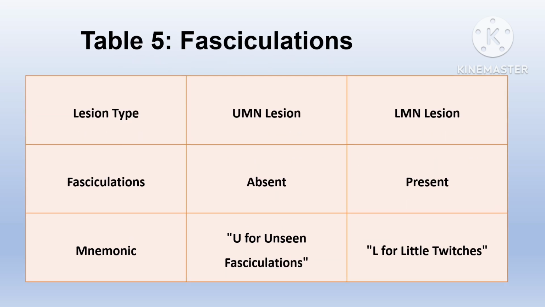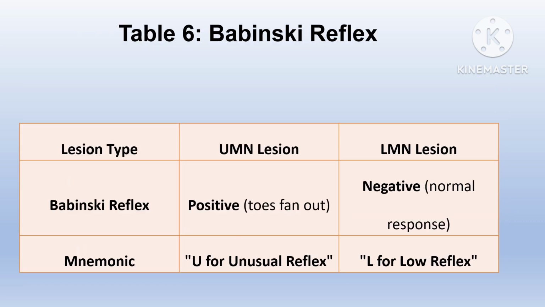No visible fasciculations can be seen in upper motor neuron lesions because upper motor neurons are not directly responsible for activating the individual muscles, while on the other hand, in case of lower motor neuron lesions, fasciculations are common because these neurons are damaged and can cause spontaneous twitches in the affected muscles.